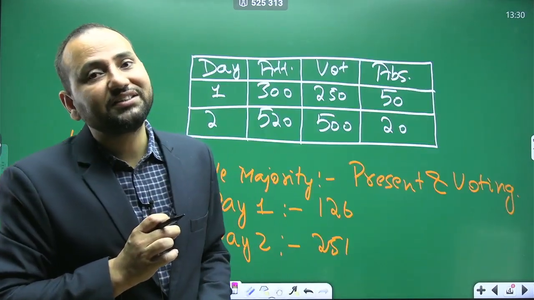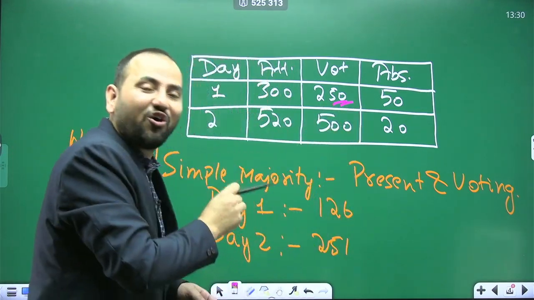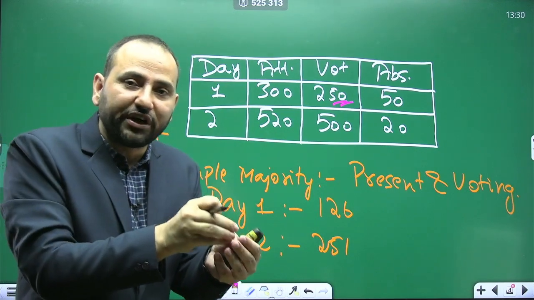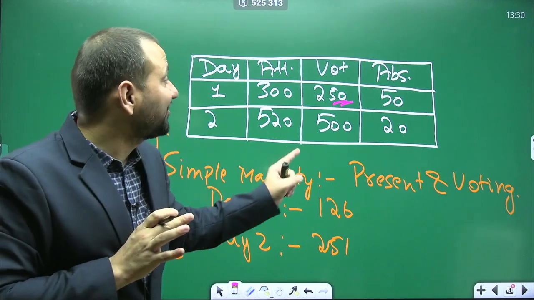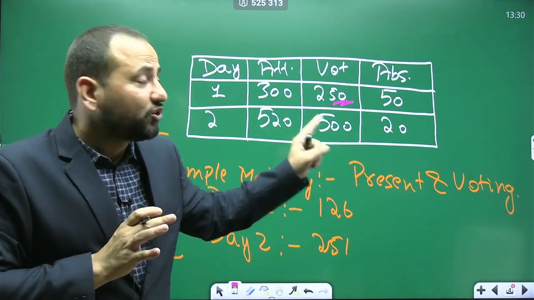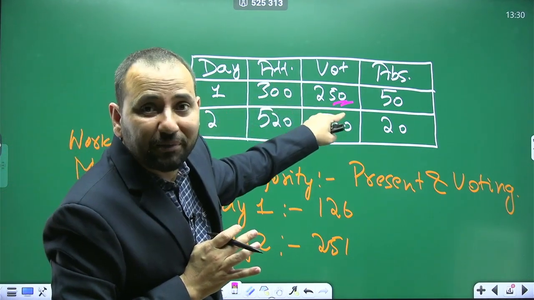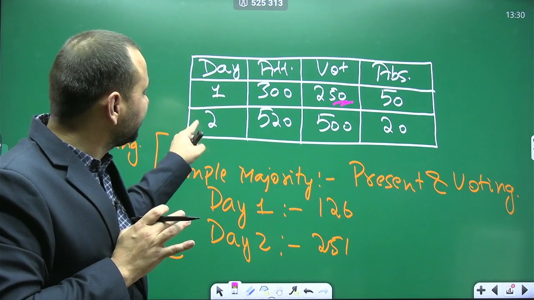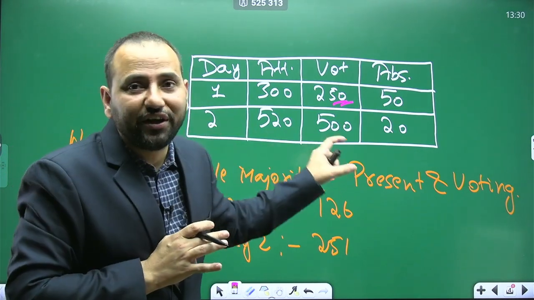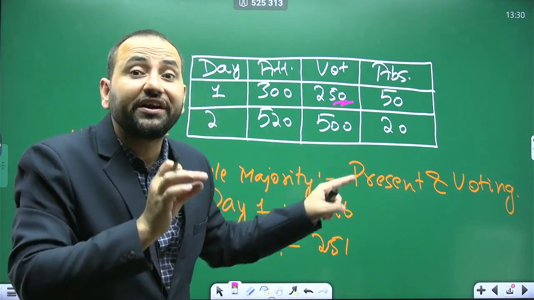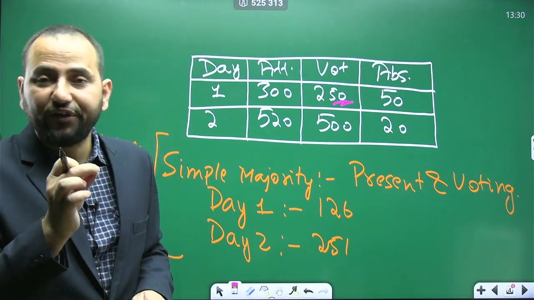But you have to understand that on day 1, only 250 members voted. Even if all of them voted for removal of the presiding officer, that motion cannot be passed. Why? Because we need to have 266. So there is no chance of passing this effective majority on day 1, because only 250 members voted. On the other hand, on day 2, there is a possibility of passing this effective majority if out of 500 votes, 266 votes went in favor of removal of the presiding officer. So this is the concept of effective majority.